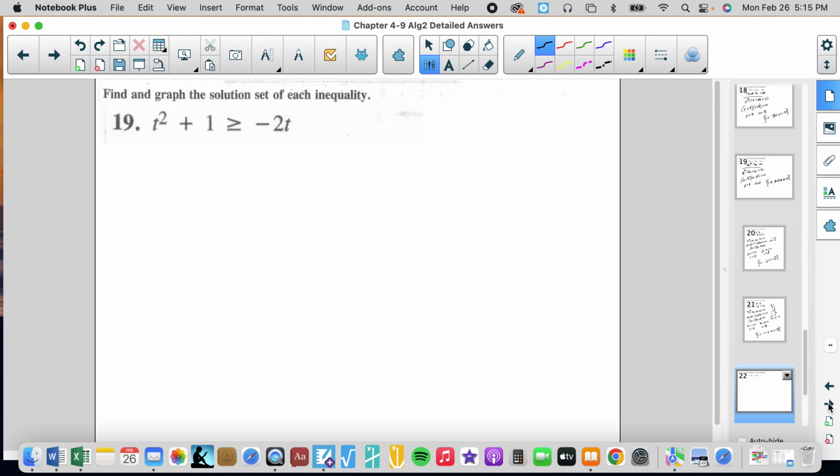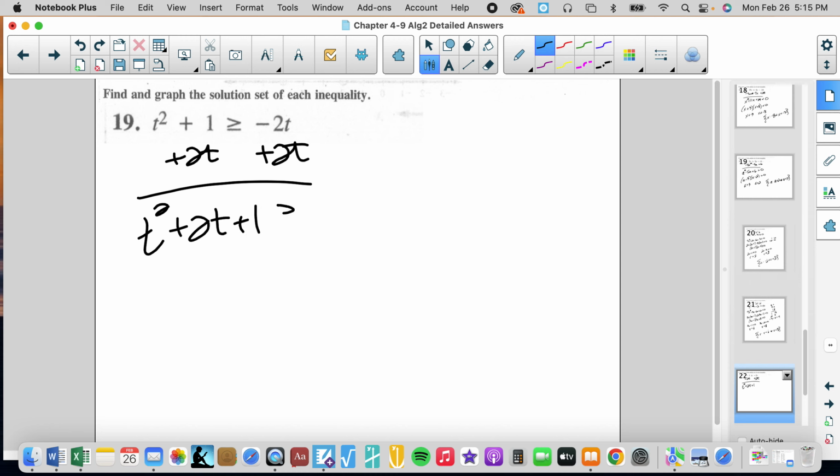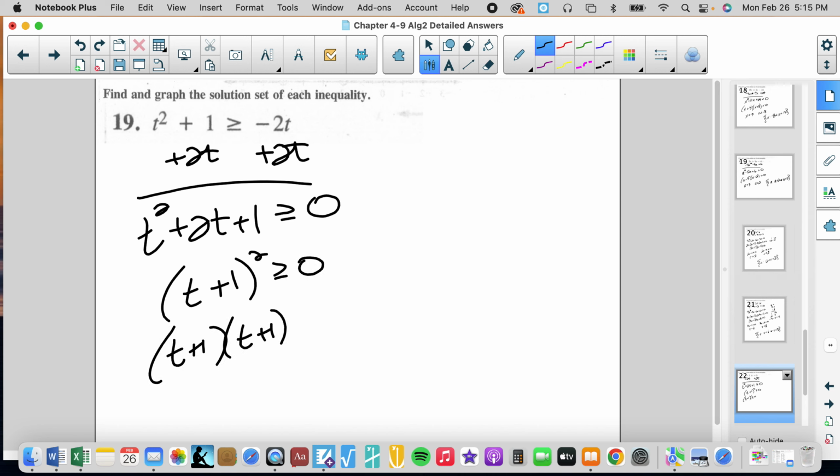All right, this is somewhat easy. Oh, I'm all tangled up in my microphone. Plus 2t, t squared, plus 2t plus 1 is greater than or equal to 0. All right, I see where you're going. Binomial square. And that just means this, it just means twice. Okay, so what does that mean for us? So t is greater than or equal to negative 1.